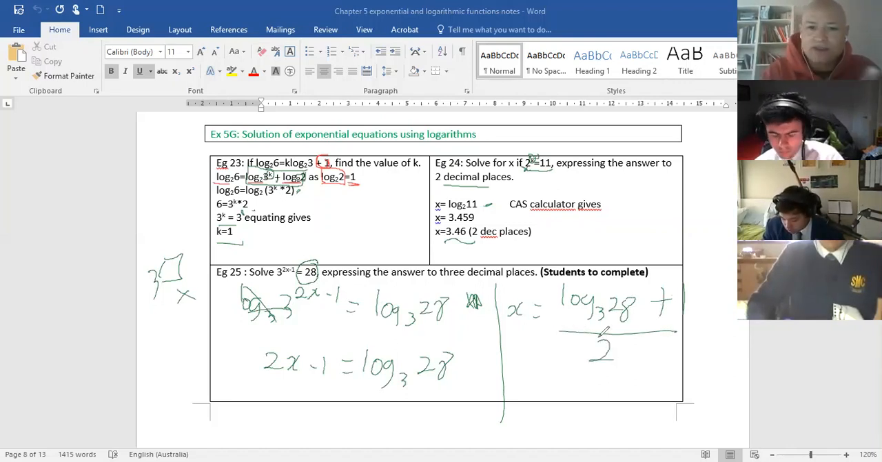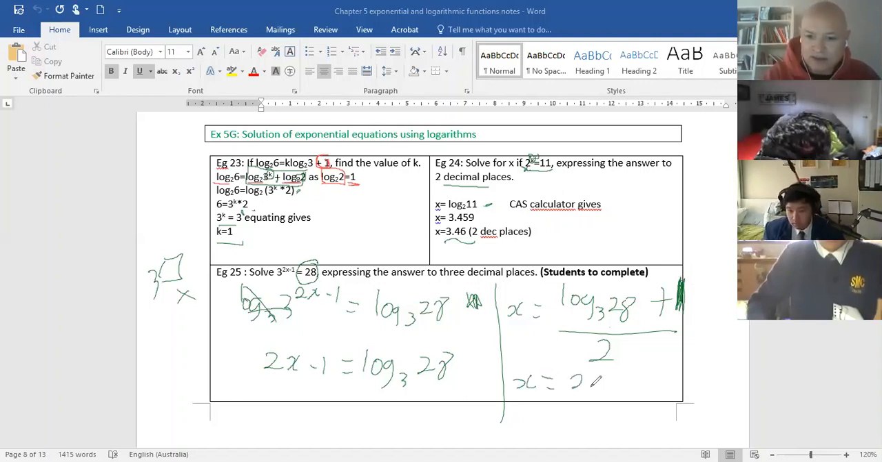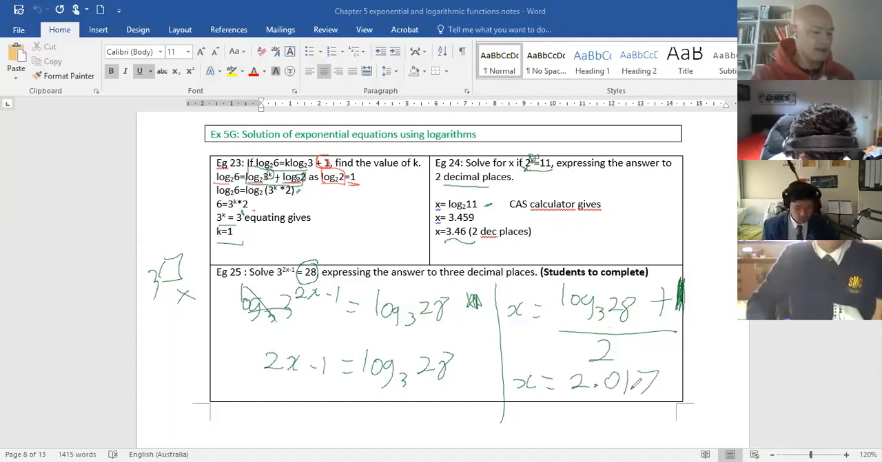Okay, so any questions? And it says to 3 decimal places, so we'll have to work it out. That's a 1 there. So I better get my calculator out, unless someone's done it. Has anyone done it yet? 2.017. 2.017 is correct. 3 decimal places. Okay, any questions on that one?